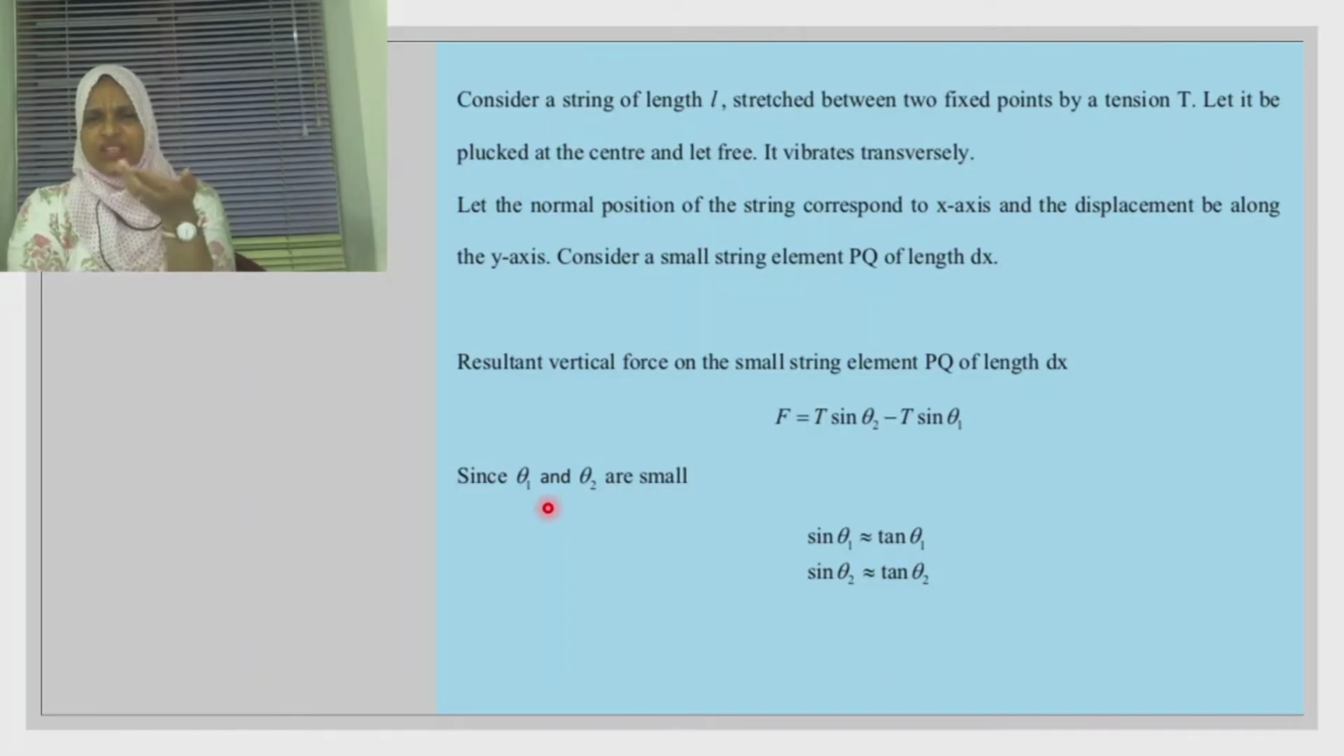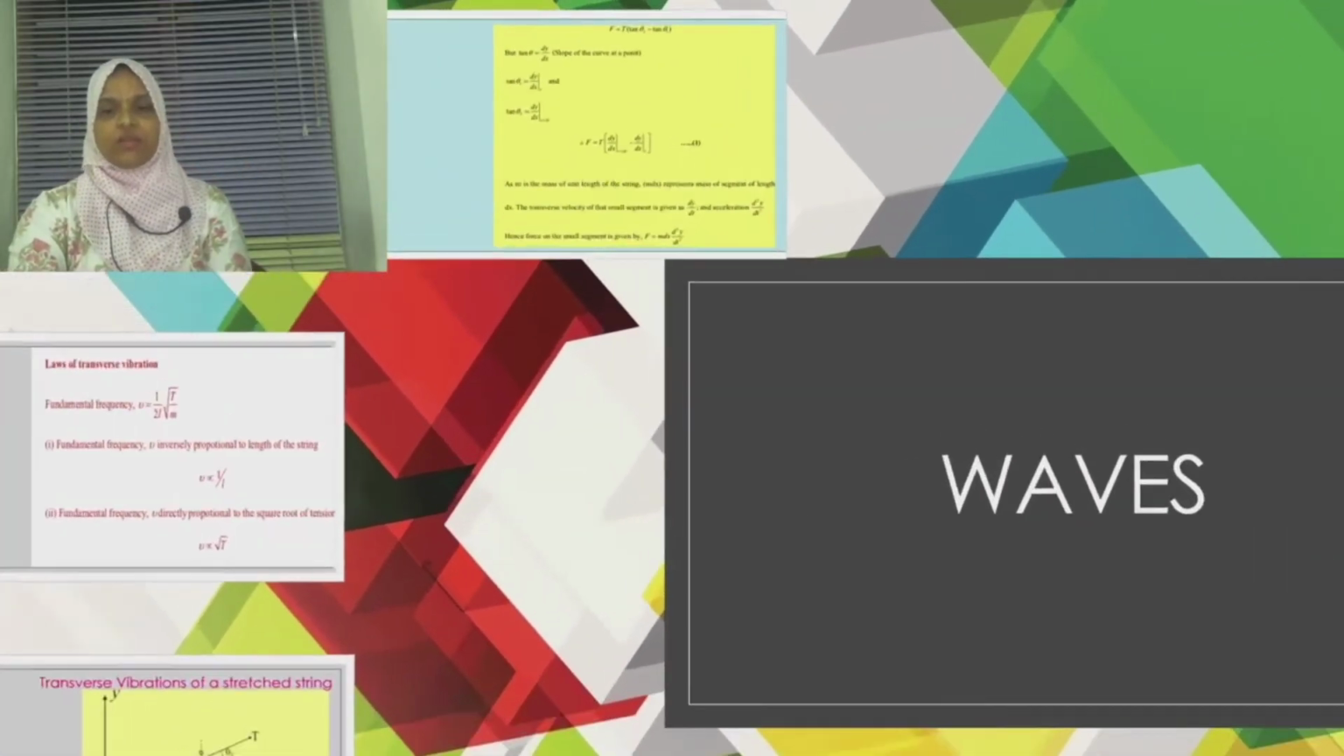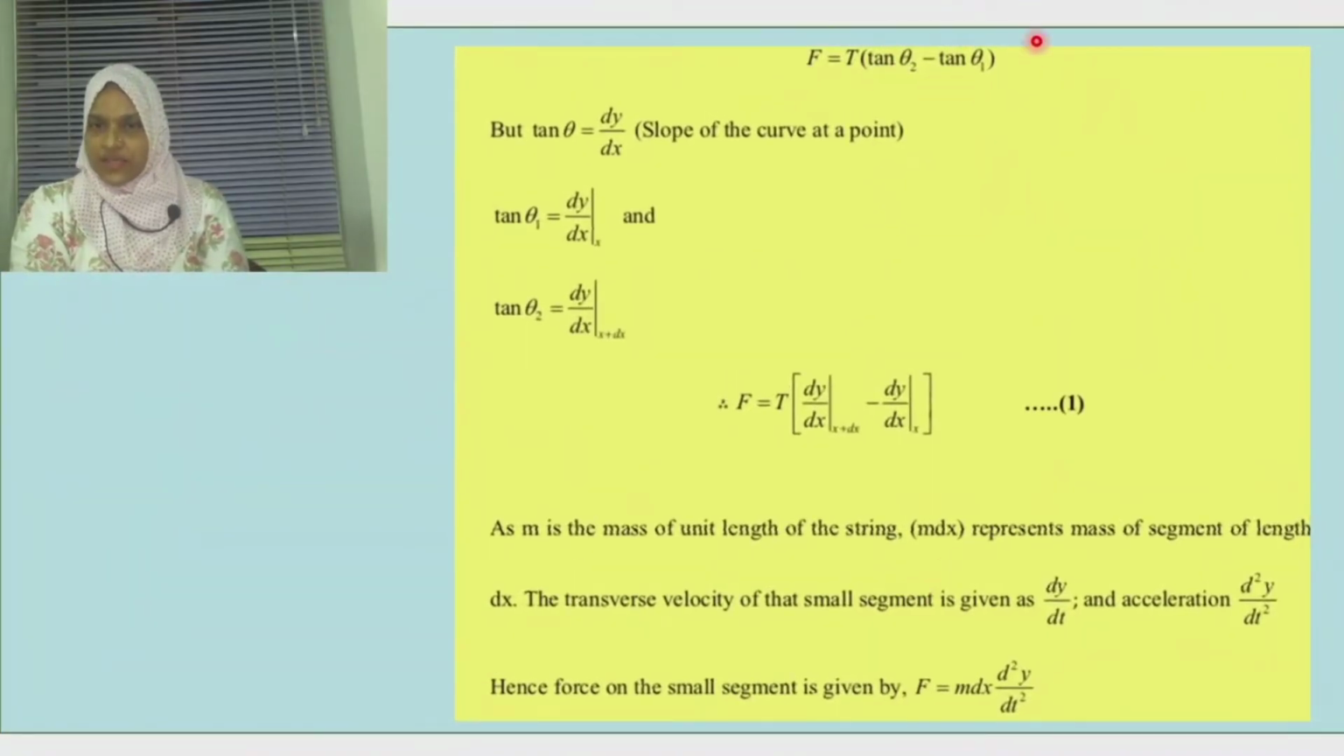Since here we know that theta 1 and theta 2 are very small, sin theta 1 will be approximately equal to tan theta 1, and sin theta 2 will approximately be equal to tan theta 2. You know that tan theta is equal to sin theta by cos theta, and if theta is very small or tending to 0, cos theta will be equal to 1 and tan theta will be equal to sin theta itself. So the resultant vertical force F is equal to T tan theta 2 minus T tan theta 1, or taking T as a common factor, the resultant force is T into (tan theta 2 minus tan theta 1).